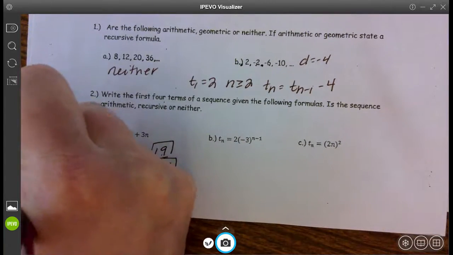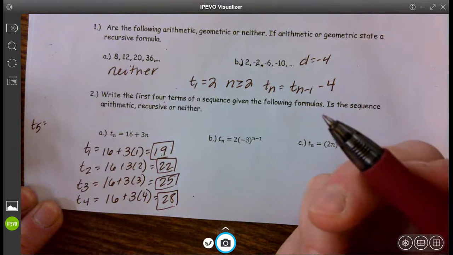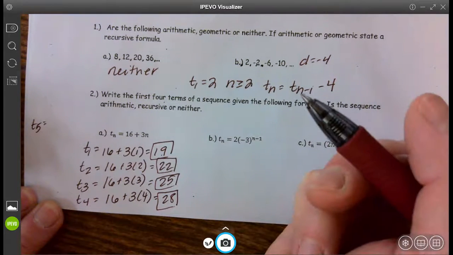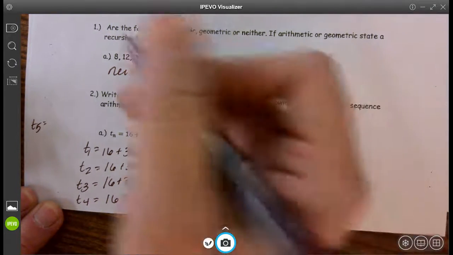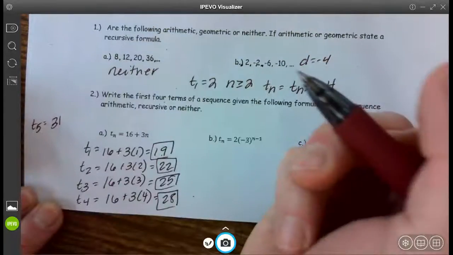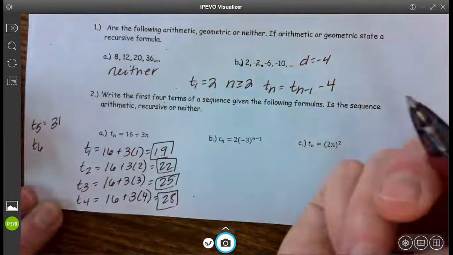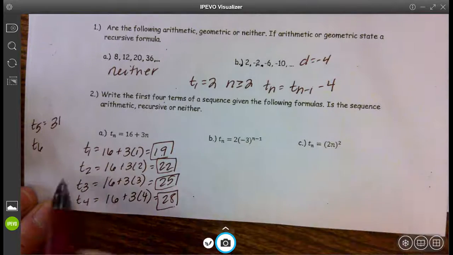Term 5, put 5 in, it's going to be 15, 31. And term 6, oh, they just wanted 4 terms. All right, we're done.